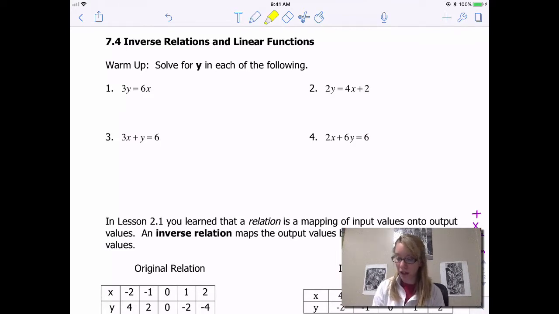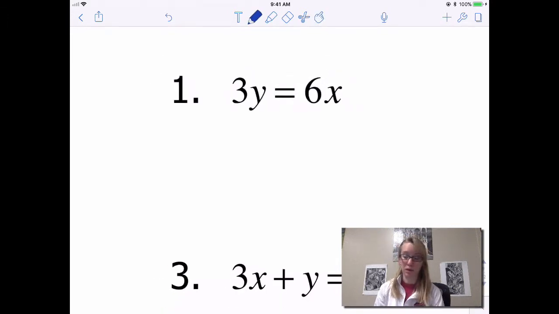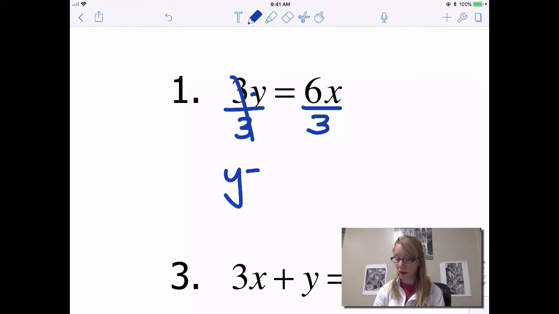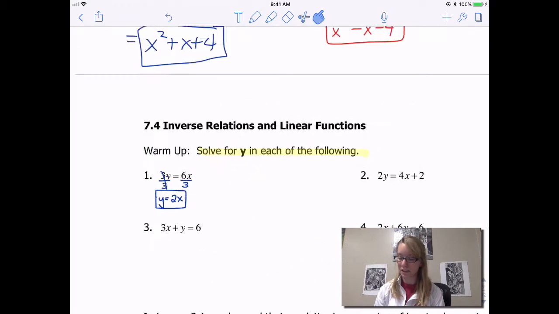It says solve for y in each of the following equations. Remember that solving for y means getting y by itself, or I want each of these 1 through 4 to have y equals something. So on number 1, I'm going to use some PEMDAS backwards to get y by itself. Right now I have 3 times y, so to get y by itself, I will divide by 3 on both sides. And I'll have y by itself equals 6 divided by 3 is 2, and x. So the first one, not too hard. I just have one step to get y by itself.